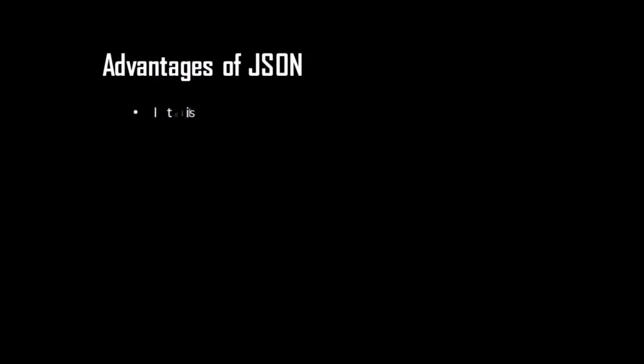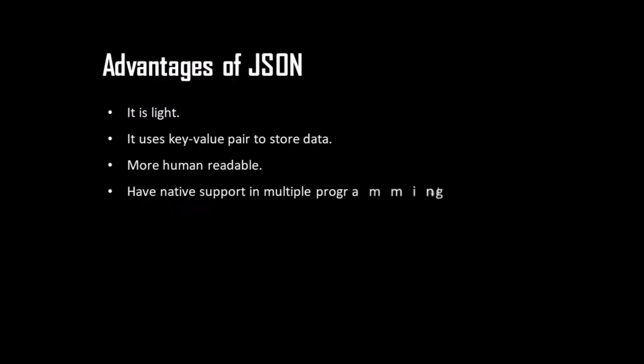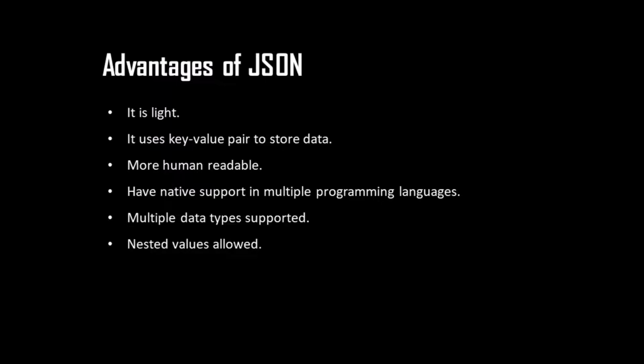So let's talk about the advantages of JSON. These advantages are against other types of data formats. JSON is very, very light compared to most other tools like XML. It uses key pairs to store data, and the fact that it uses key pairs to store data makes it more human readable. It has native support in most programming languages. In most programming languages, you don't need to install an external library to encode and decode JSON. It is built into most modern languages.